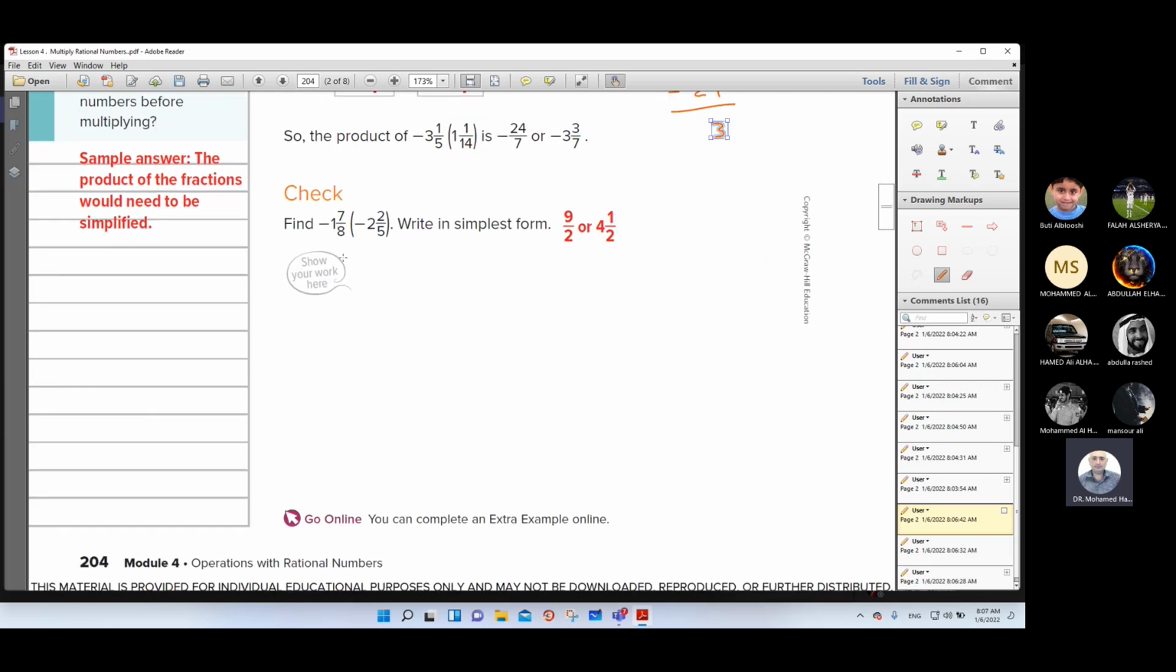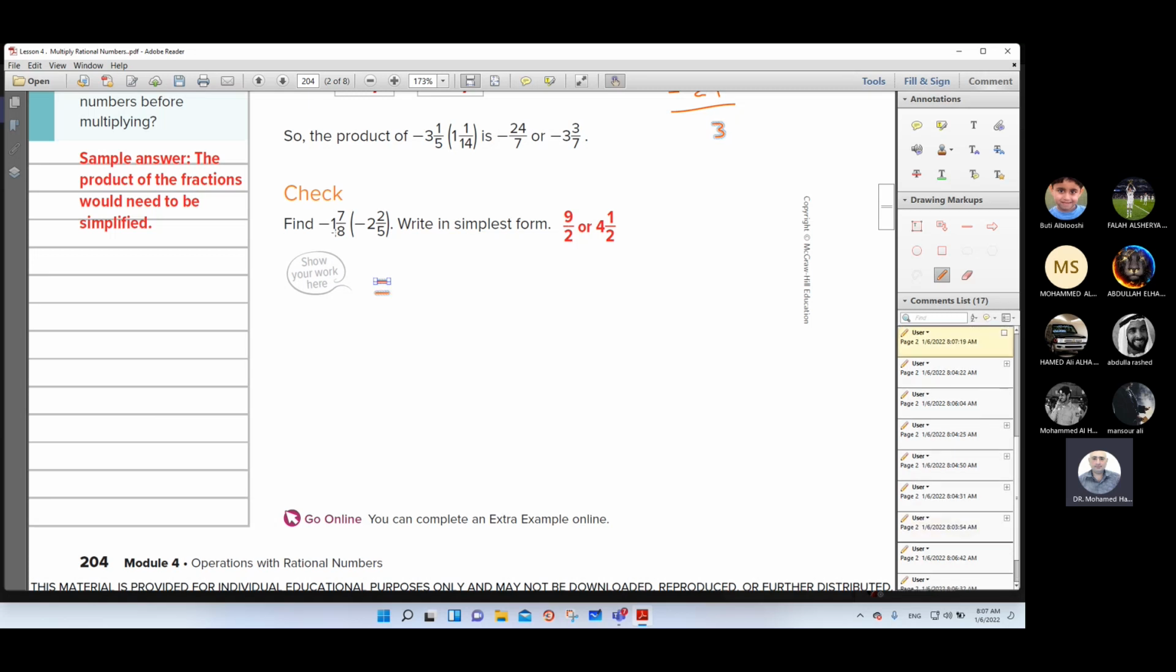In this example, find negative 1 and 7 over 8 multiplied by negative 2 and 2 over 5. Write in simplest form. The first idea is to change from mixed number to fraction and keep the same sign. So 1 times 8 is 8, 8 plus 7 is 15, over the same denominator, 8. Times, keeping the same sign, negative. Then change the mixed number to a fraction. 2 times 5 is 10, 10 plus 2 is 12, over 5.